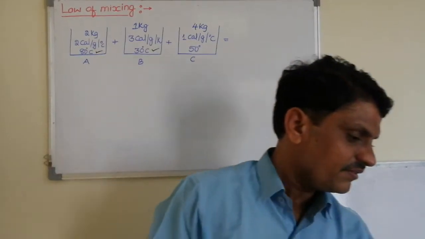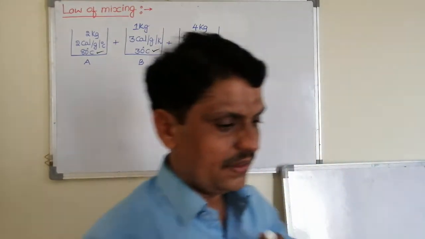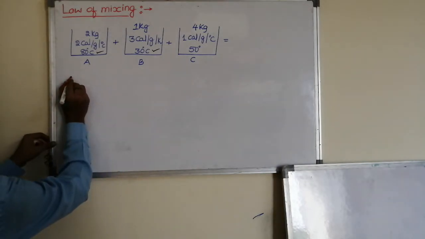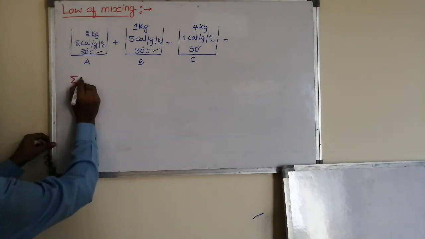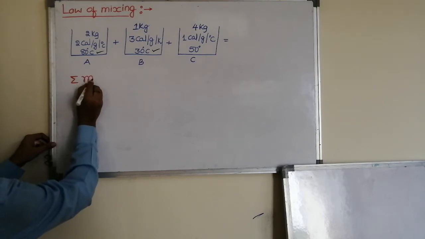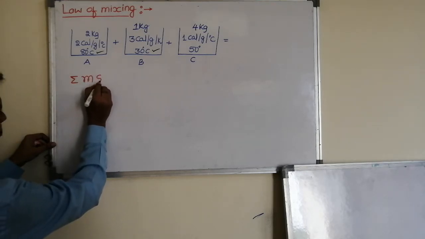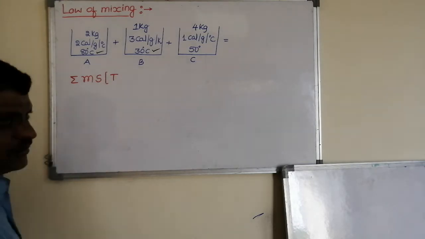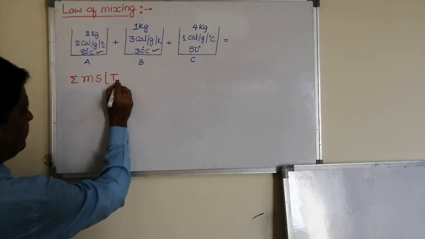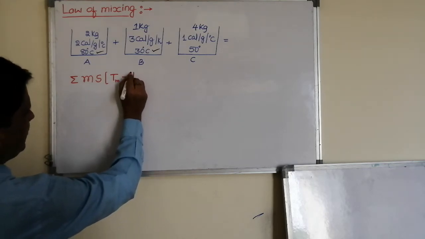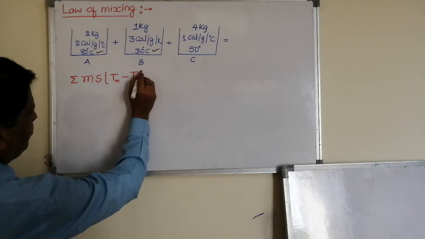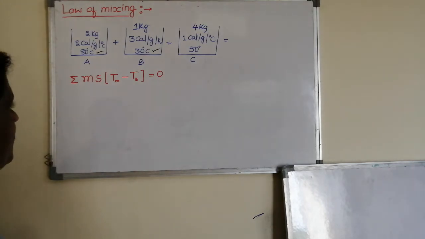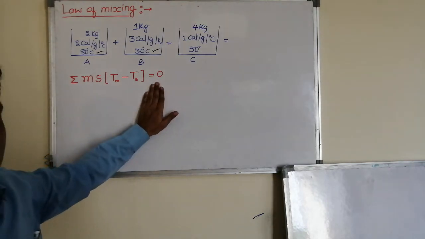What is this law of mixing? This law of mixing says the summation of mass of the body into specific heat into the temperature of the mixture, say Tm, minus the temperature of the body, is equal to 0. So this you have to use.